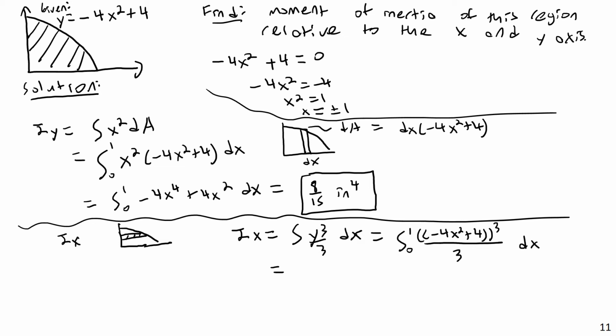Okay, so this is negative 4x squared plus 4 to the third power divided by 3. Negative 4x squared plus 4 to the third power divided by 3. And then I'm going to integrate that. Copy, paste, and integrate from 0 to 1. And if you want to do this in ugly decimal mode, that would be fine, but I just left it in exact mode. And that comes to 1,024 over 105 inches to the fourth power. Again, Ix, just like Iy, all area moments of inertia have units of inches to the fourth power.